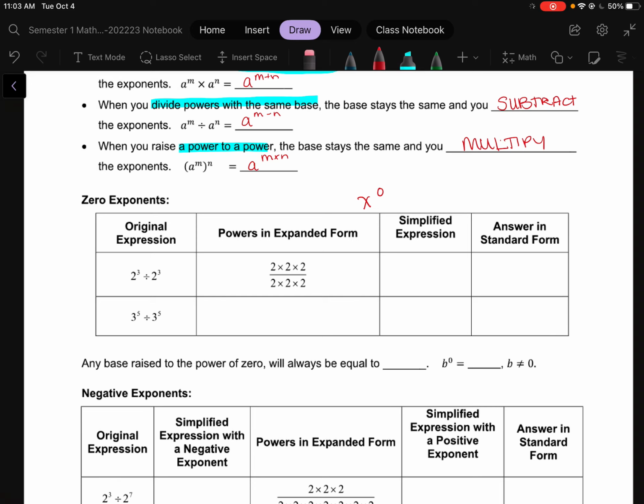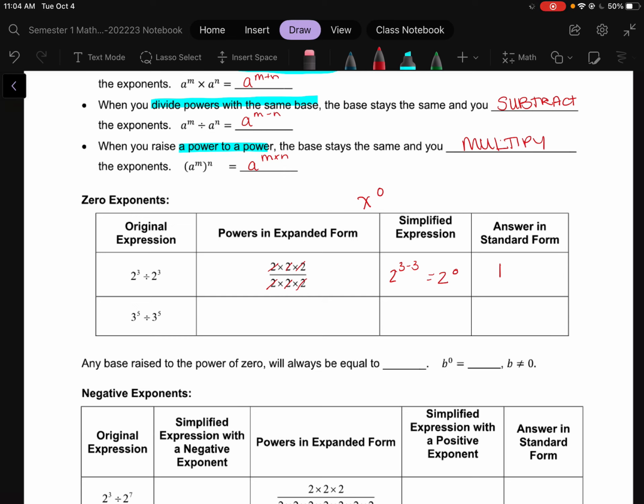So if we're to look at this in expanded form, we would write this out just like we did in part 1 of the lesson. But if we were to subtract them, because we are dividing, we have to subtract our exponents, we would see that we have no bases left. So our simplified expression would be 2 to the power of 3 minus 3 because we're dividing, and we would be left with a power of 0, which is our zero exponents. To write this in standard form, our answer would be 1.